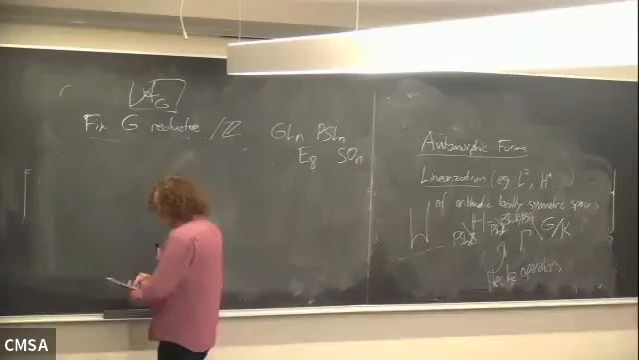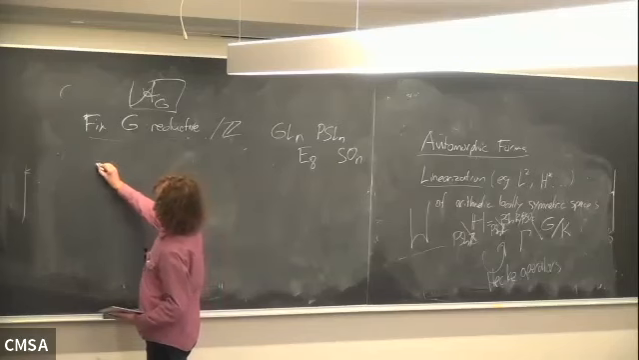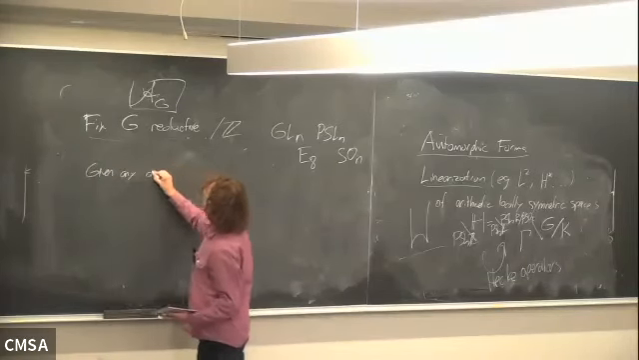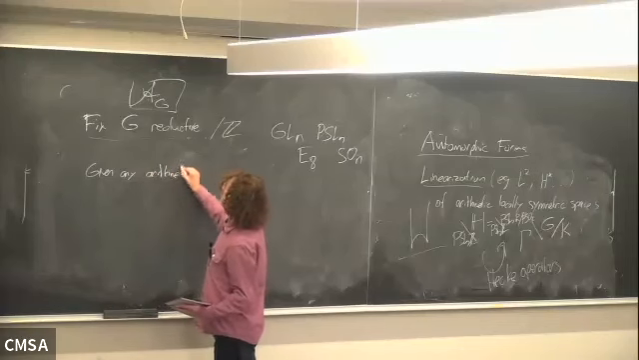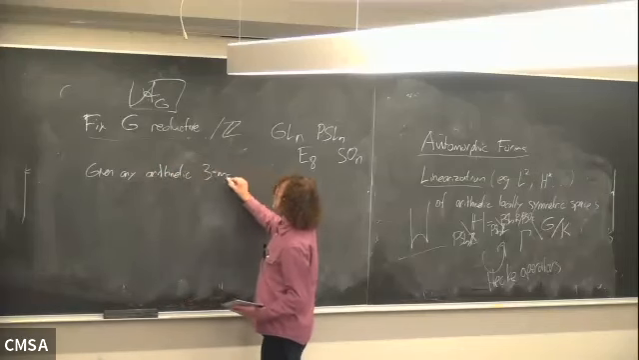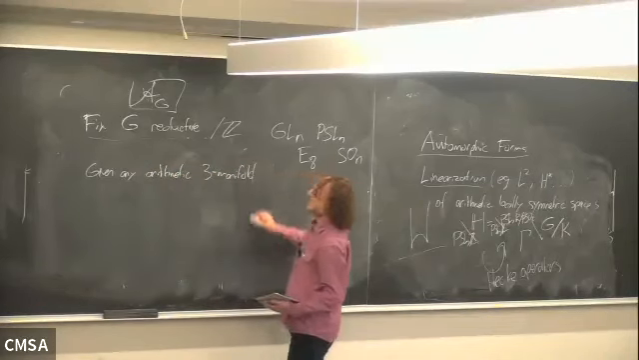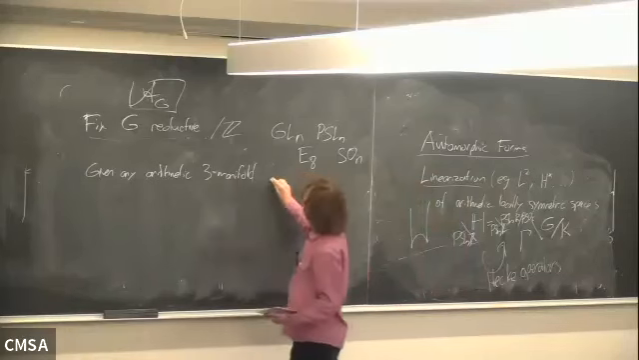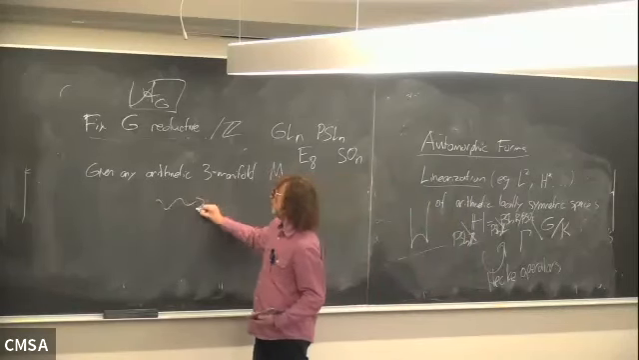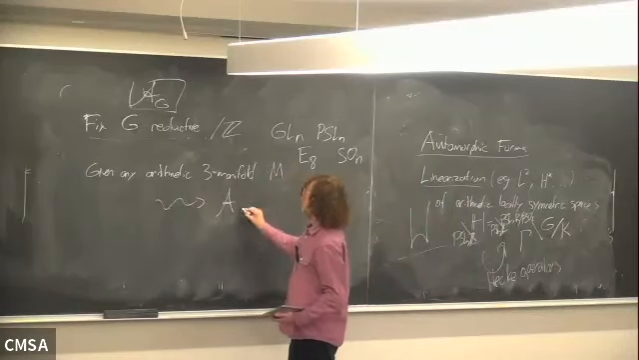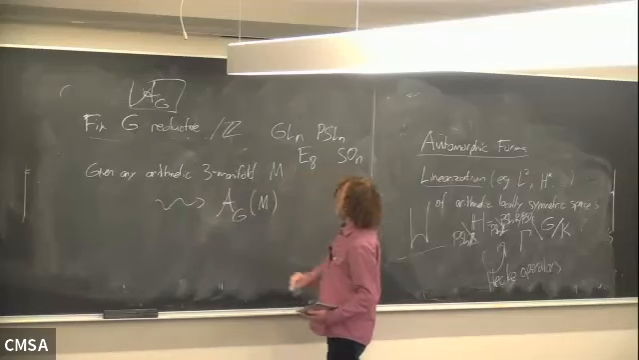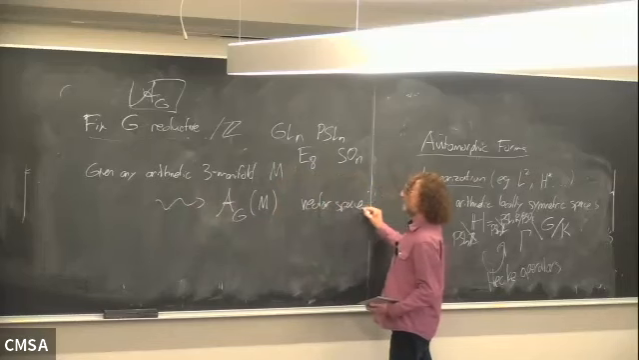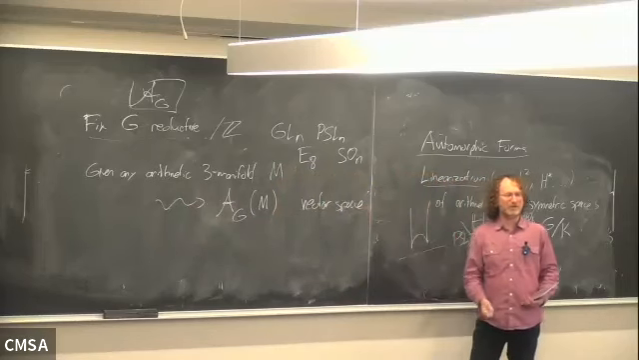Okay, so the idea is that given any arithmetic three-manifold, let's call it M, the theory is supposed to spit out a G of M, which is going to be a vector space. This is going to be a vector space of G automorphic forms on M.